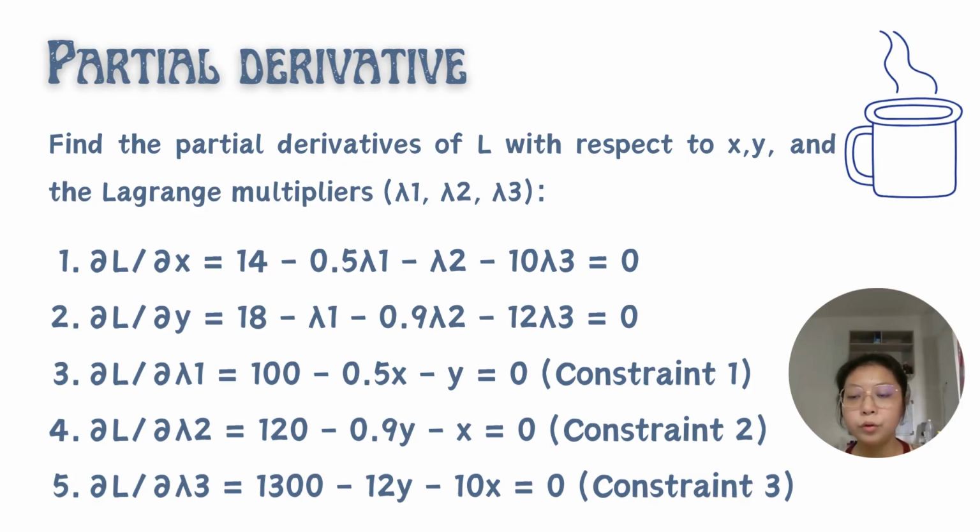In equation 3, which is also constraint 1, dL/d lambda 1 = 100 - 0.5x - y = 0. In equation 4, which is also constraint 2, dL/d lambda 2 = 120 - 0.9y - x = 0. In equation 5, which is also constraint 3, dL/d lambda 3 = 1300 - 12y - 10x = 0.